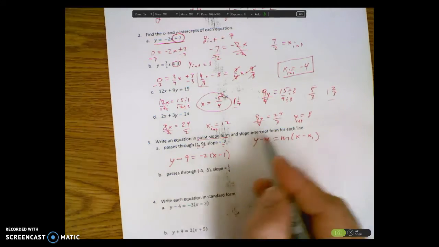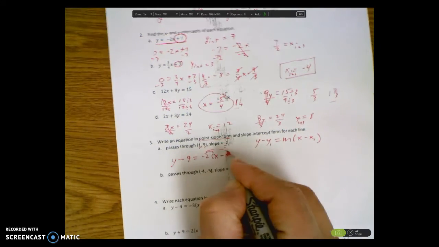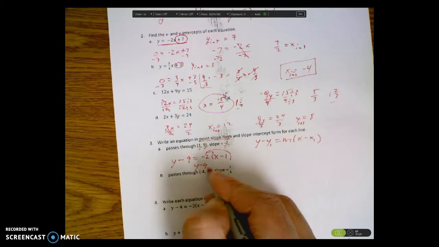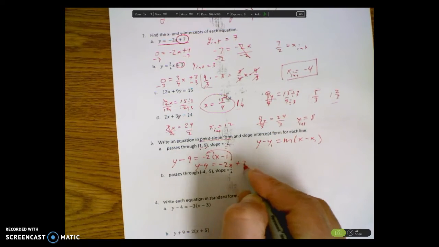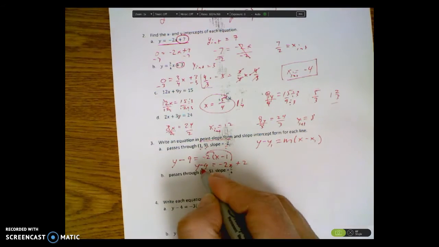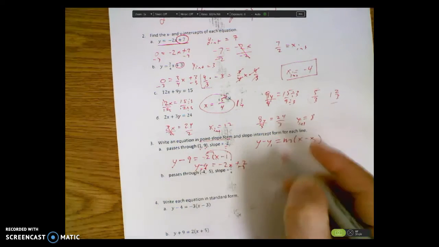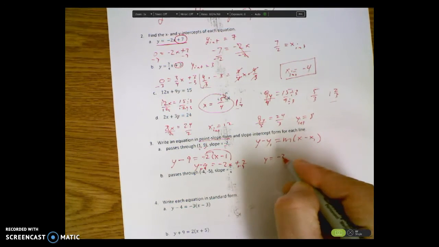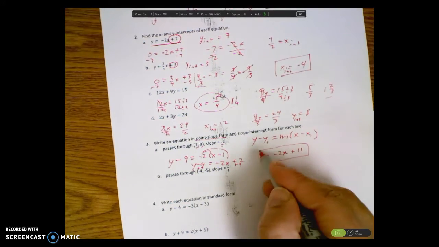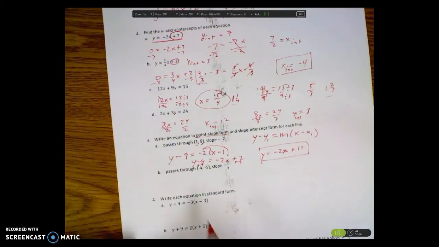So I'm done with that, and then I got to get slope-intercept, so I'm going to distribute, and then I'm going to move the 9 over. So that's going to give me y minus 9 equals negative 2x plus 2. Negative 2 times negative 1 is positive 2. Then I add 9 to both sides, and I'm going to get y equals negative 2x plus 11. So here is the second part of that. All right. We'll do the same thing here.